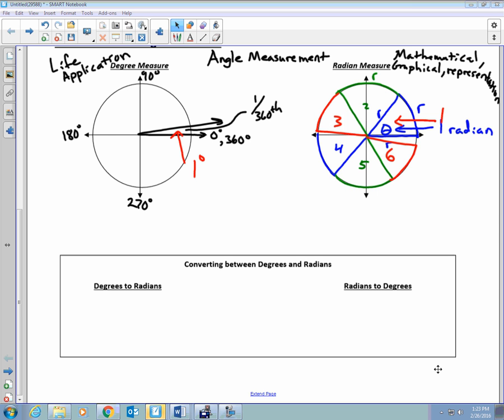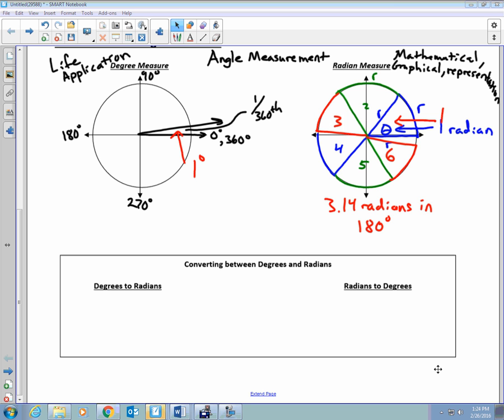About how many radians fit an entire circle? About 6. Is it more than 6 or less than 6? Less than 6. Look at just half of a circle. About how many fit in half of a circle? 3. More than 3 or less than 3? A little bit more. What's a number that's just a little bit more than 3? 3.14. See it?